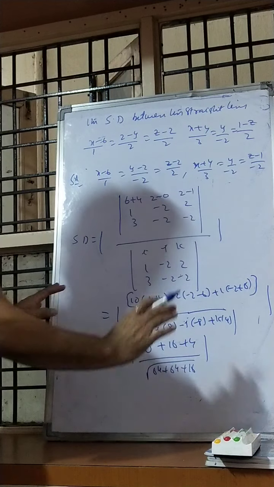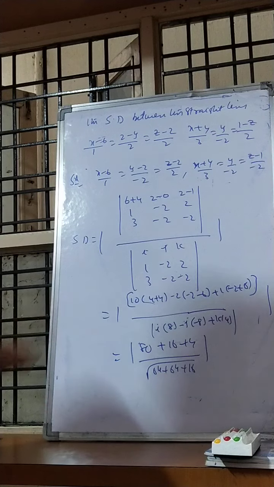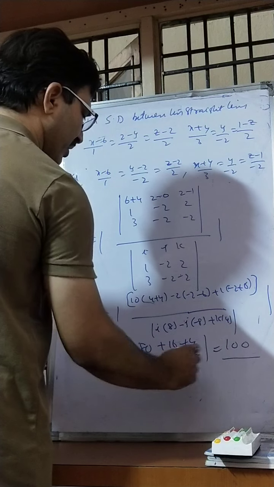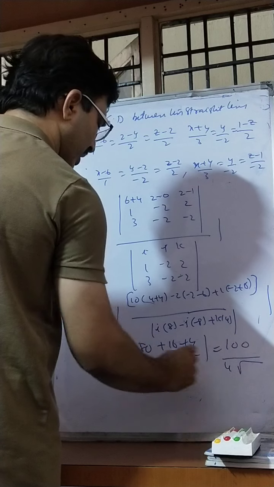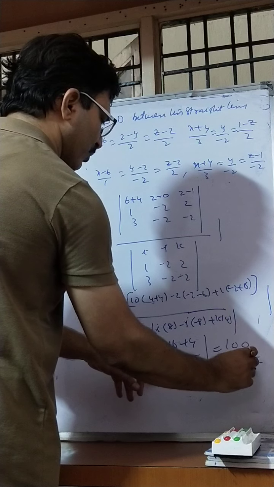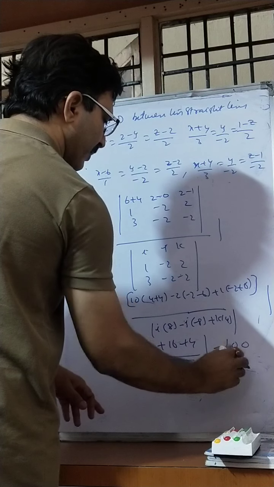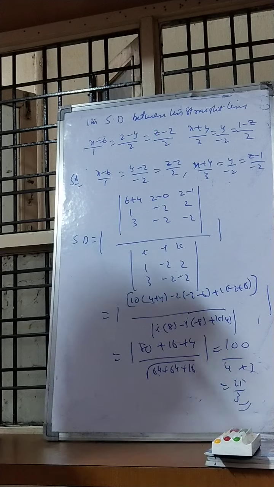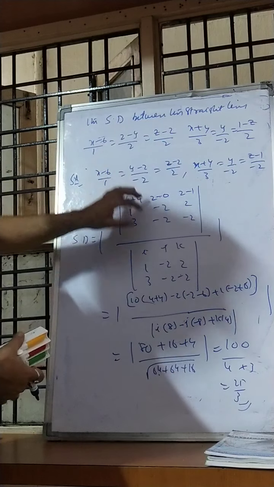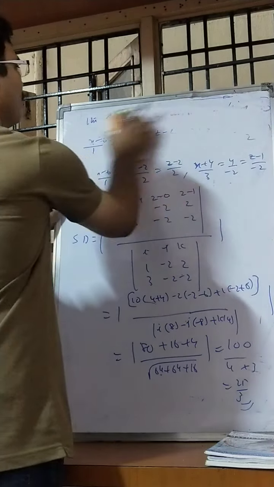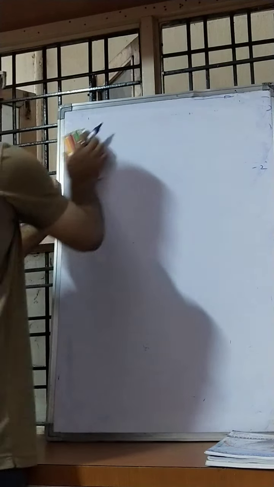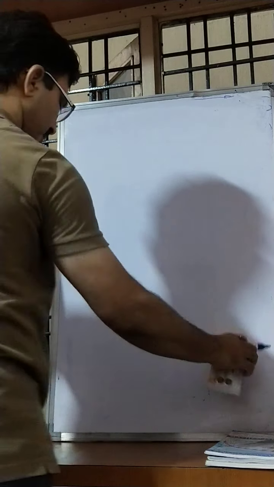This is your answer. In simplification you will get 100 by, if you take 16 common, 4 will come outside, and here we have 4 plus 1, this is also 3. So the answer is 25 by 3. This is the shortest distance between the lines. Now, one more question is there.